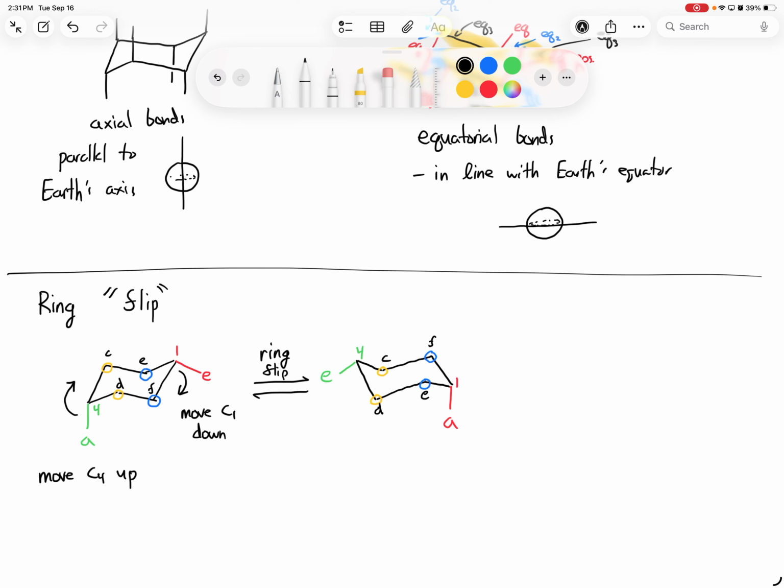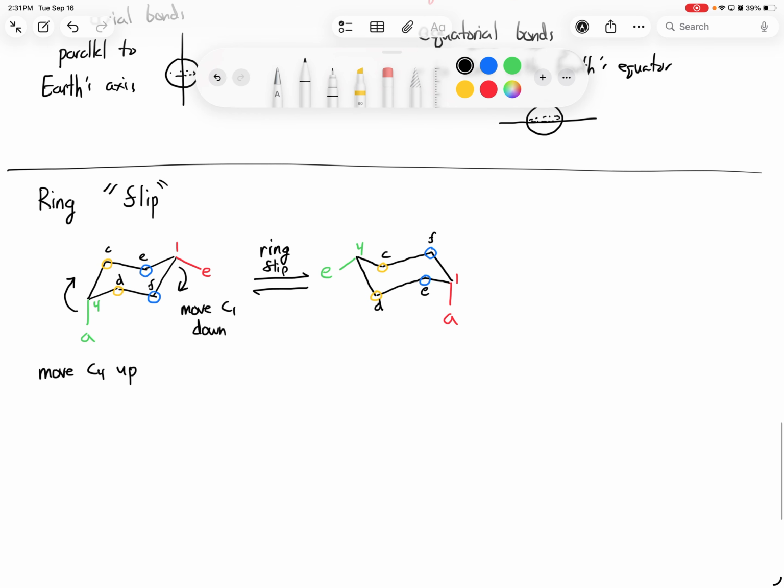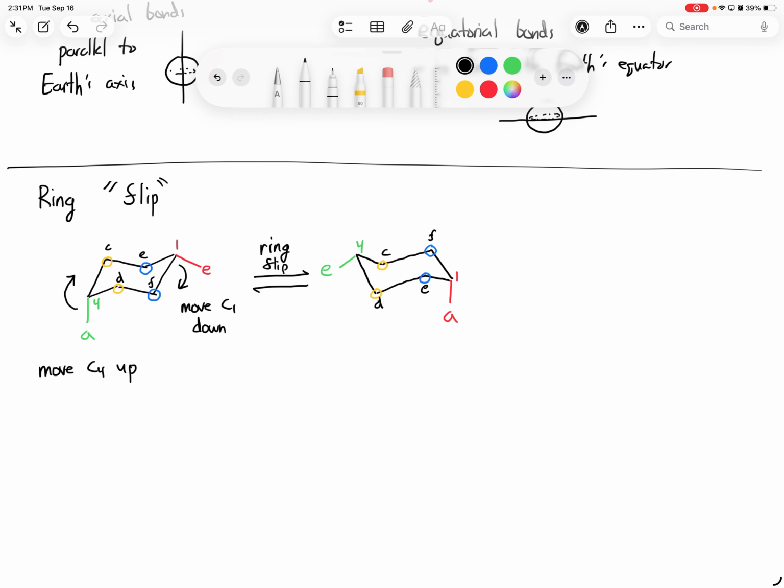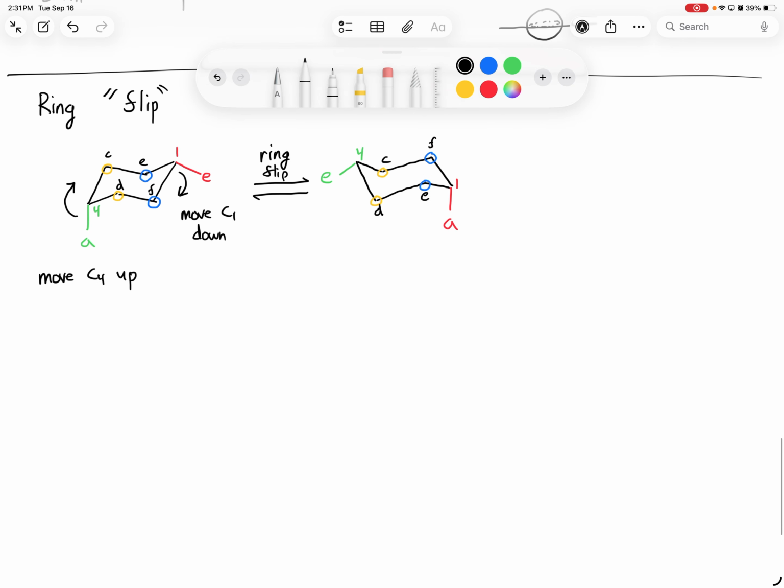Let's talk about the stabilities of the cyclohexane ring structures. Okay, so now let's talk about interactions. There's one major interaction we have to worry about. That is called 1,3. So let's just put it right here, 1,3.